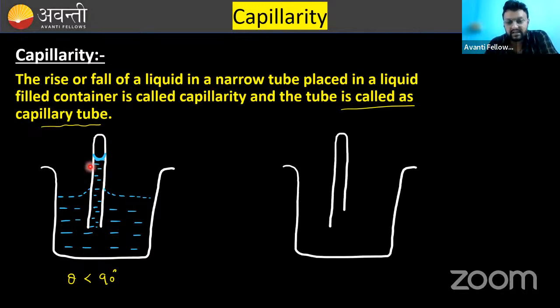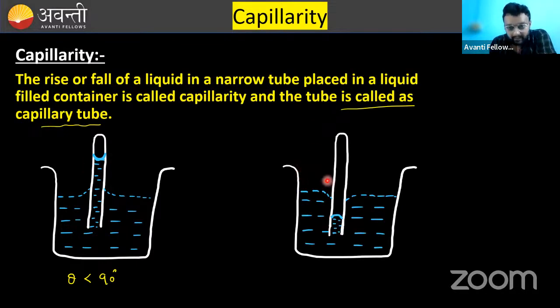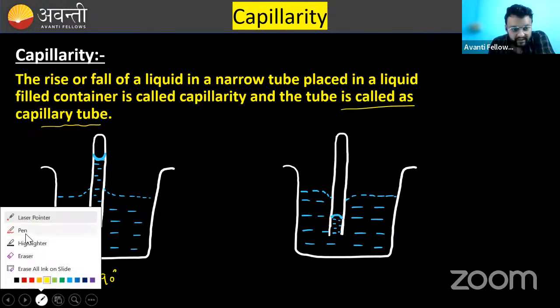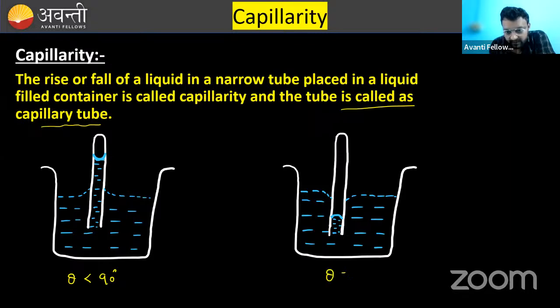In the second case, you can see that the liquid is falling. The meniscus is convex, so theta is more than 90 here. In that case, the liquid will fall in the tube. Both these phenomena are known as capillarity. In this situation, the liquid has fallen. In this situation, the liquid has risen up to a height. Clear? Okay.